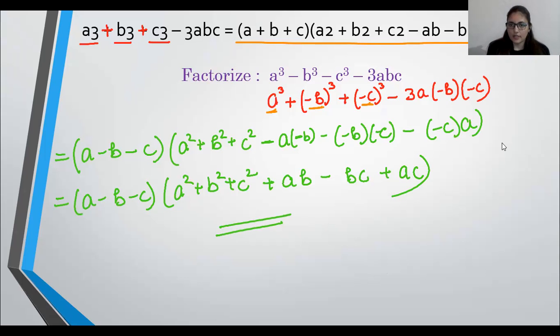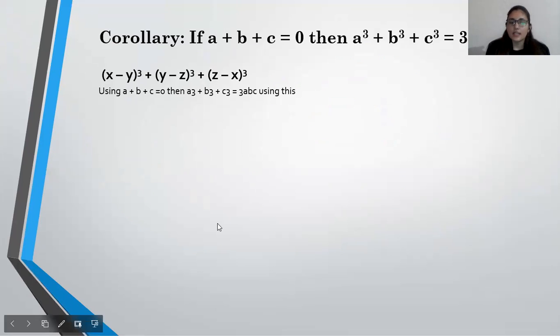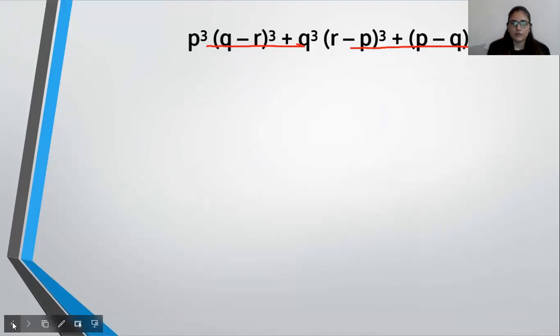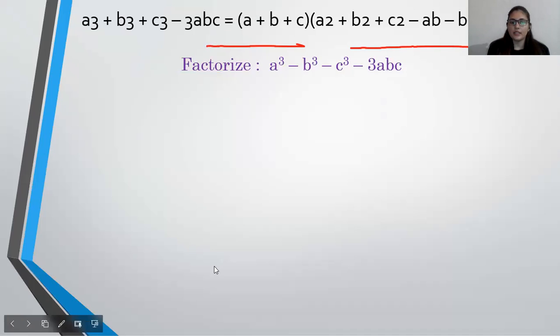So what is the result? The result is that if A plus B plus C is 0, then what will you get? You will get A cube plus B cube plus C cube as 3ABC. How have we done this? See, let's apply the rule. So you can see that over here, right?